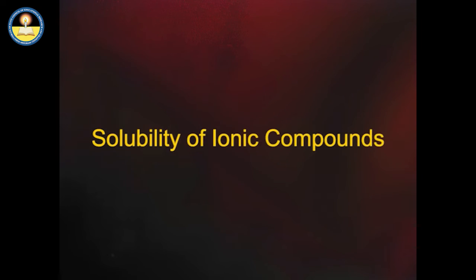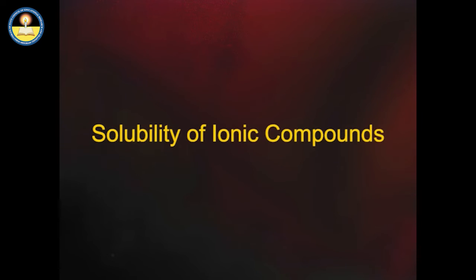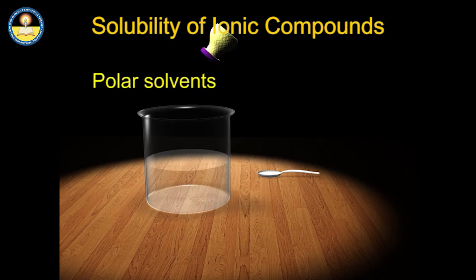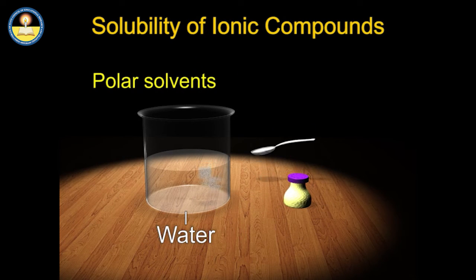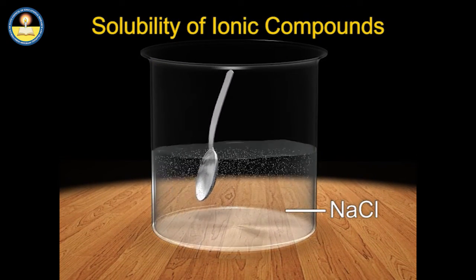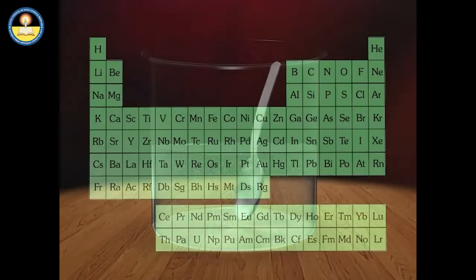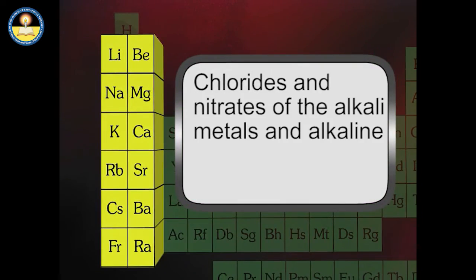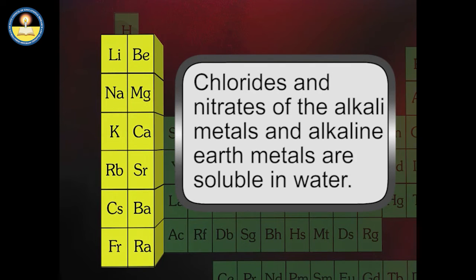Let us now learn about solubility of ionic compounds. Ionic compounds dissolve in polar solvents. Polar solvents like water have the capacity to dissolve many ionic compounds like sodium chloride. Most chlorides and nitrates of the alkali metals and alkaline earth metals are soluble in water.